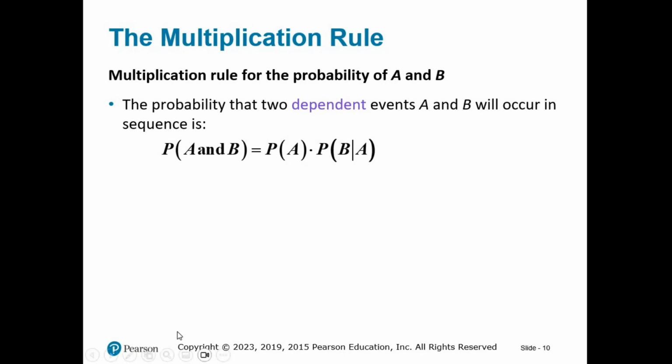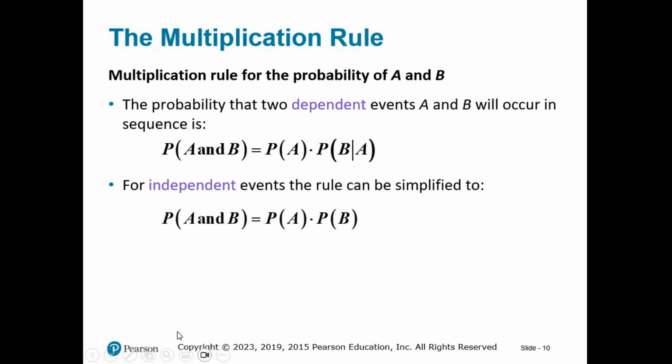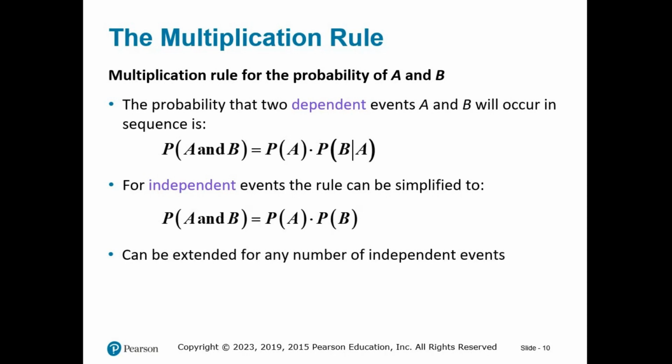Now, if we happen to know that events A and B are independent events, then the multiplication rule can actually be simplified to just the probability of the two events separately multiplied together. So the probability of independent events A and then B happening is the probability of A times the probability of B. These rules can be extended for any number of independent events.